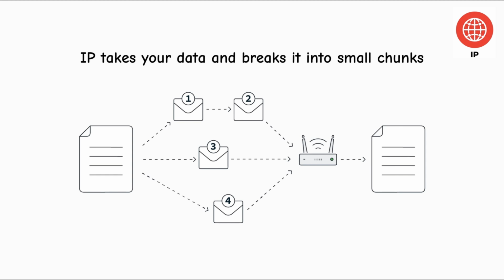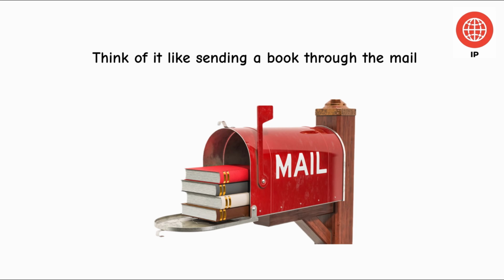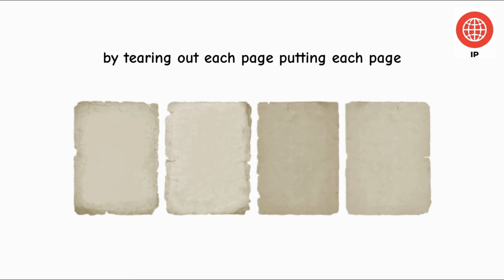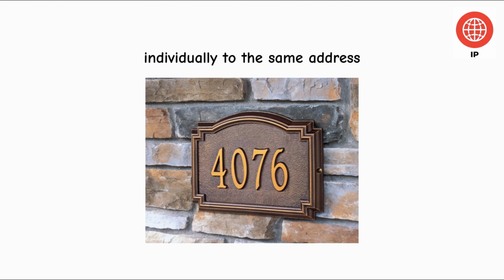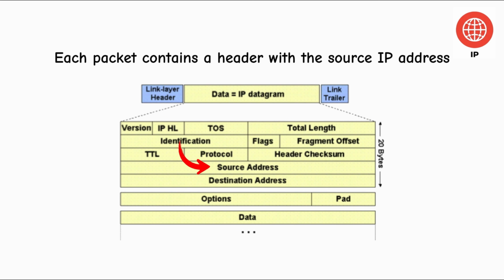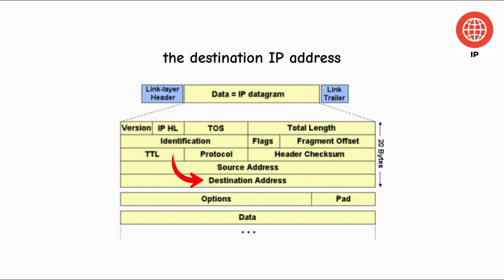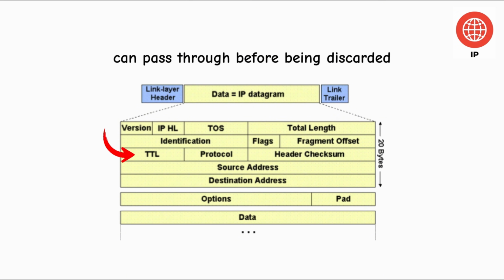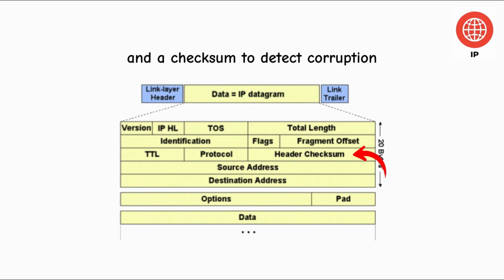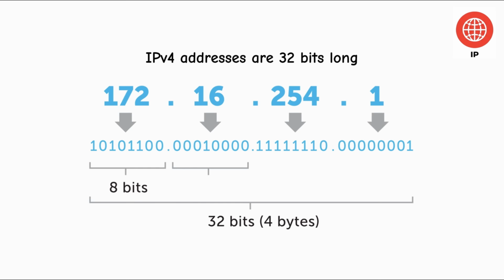IP takes your data and breaks it into small chunks called packets. Think of it like sending a book through the mail by tearing out each page, putting each page in a separate envelope, and mailing them all individually to the same address. Each packet contains a header with the source IP address, the destination IP address, a time-to-live value that limits how many routers the packet can pass through before being discarded, and a checksum to detect corruption.